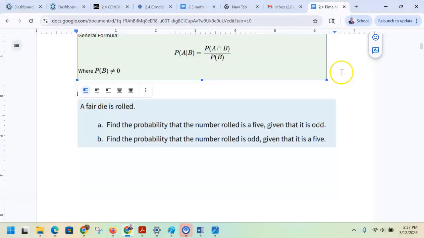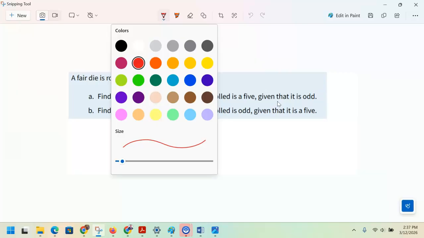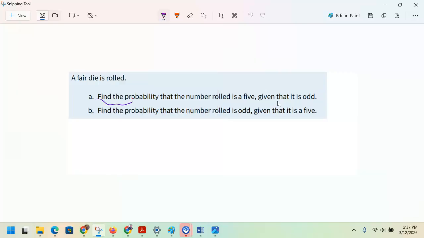Here is an example. A fair die is rolled. We have been using this same problem all the time. The question is: what is the probability that the number rolled is 5, given that it is odd? So there are two events here: the number rolled is 5, and the number rolled is odd. So we can write two probabilities here.